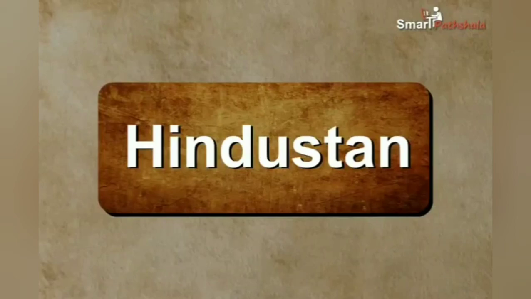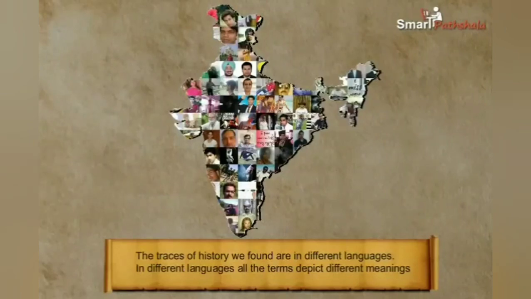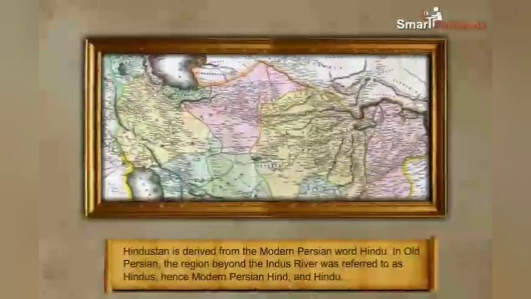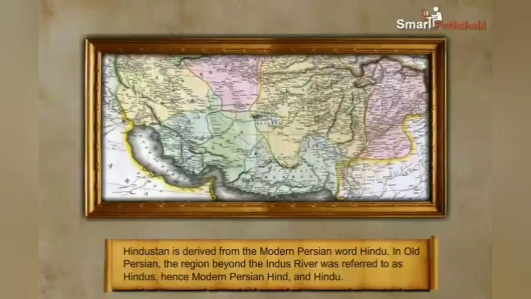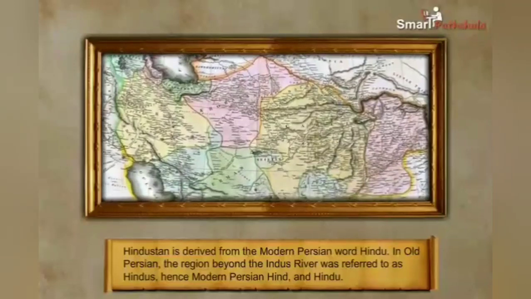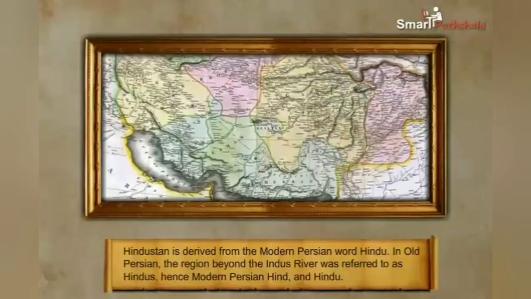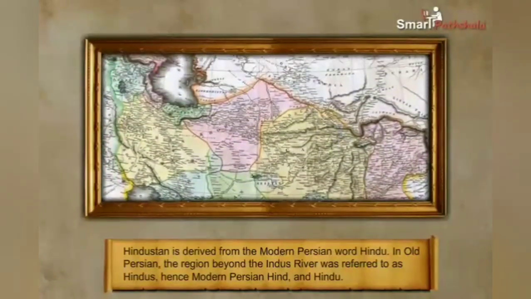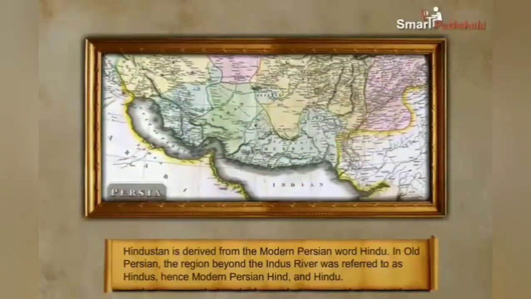Hindustan. As we know, the traces of history we found are in different languages. As in, in different languages the terms depict different meanings. Let's have an example of the term Hindustan. Hindustan is derived from the modern Persian word Hindu. In Old Persian, the region beyond the Indus River was referred to as Hindus, hence modern Persian Hind and Hindu. This combined with the Iranian suffix stan results in Hindustan, land of the Hindus.